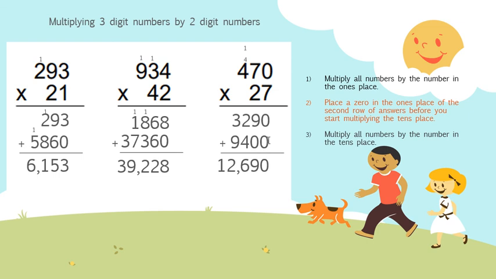Let's move over to our next row. Let's put our imaginary 0 there. 0 times 2 is 0 because 0 multiplied by any number is 0. 7 times 2 is 14. So our 4 goes here, our 1 goes there. And then 4 times 2 is 8 plus the 1, and then that brings us to 9.